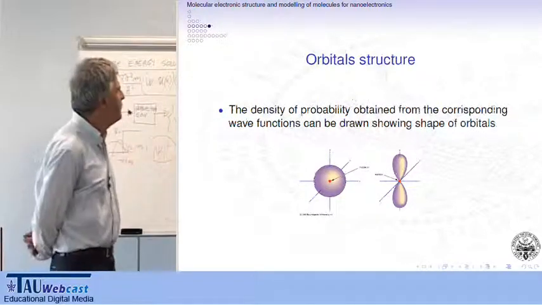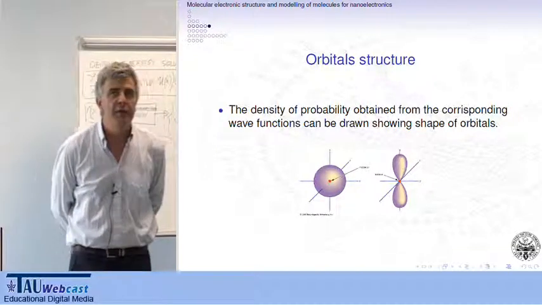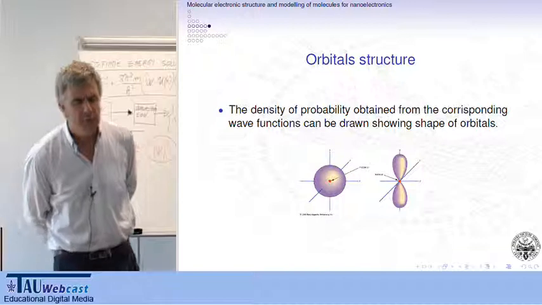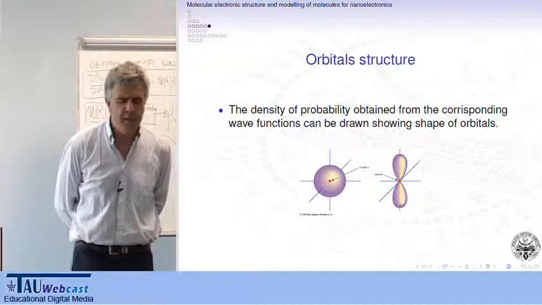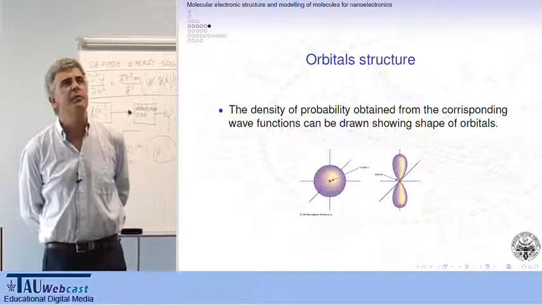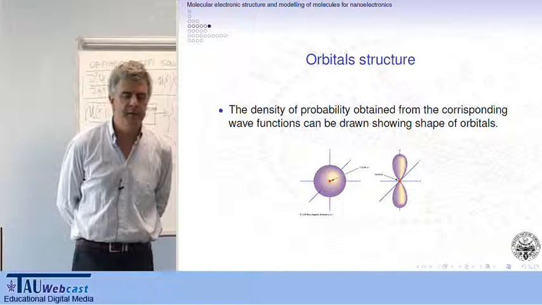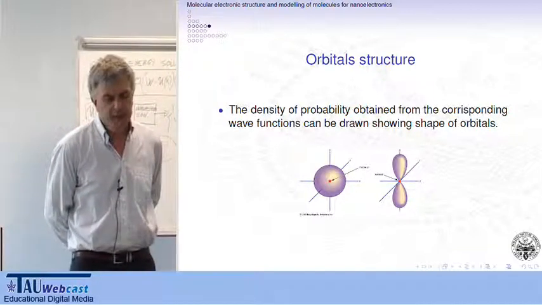So, as I said before, for s orbitals, you have spherical orbitals. When you consider p orbitals, you have two lobes like that, where the probability density for electrons is defined.